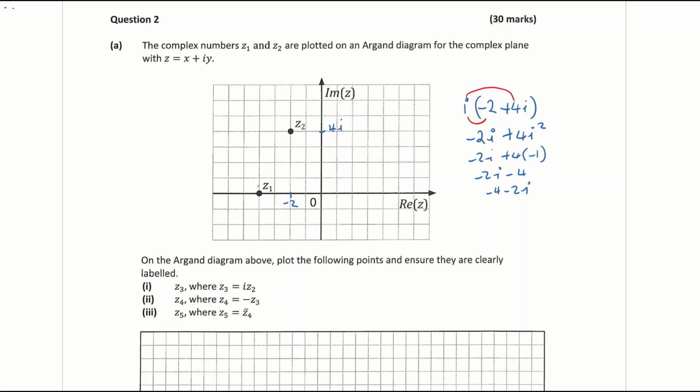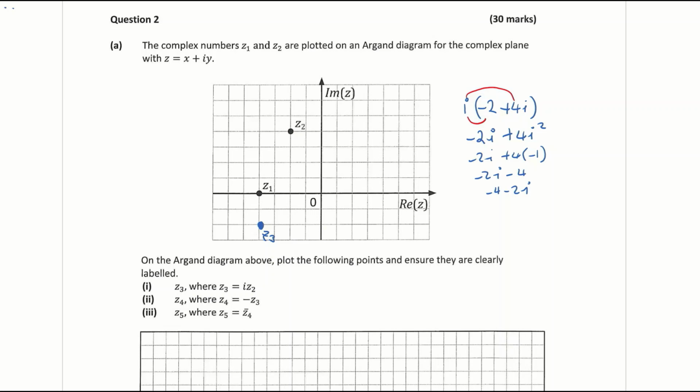So I'd have to go out to -4 on the real and down to -2 on the imaginary. So the complex number would be here. I'm just going to delete all the rough work there just so you can see that clearly. So the complex number z3 would be here. Now again, as I said, you could also do that by noticing that multiplying by i rotates by 90 degrees. So you could have done it that way either.